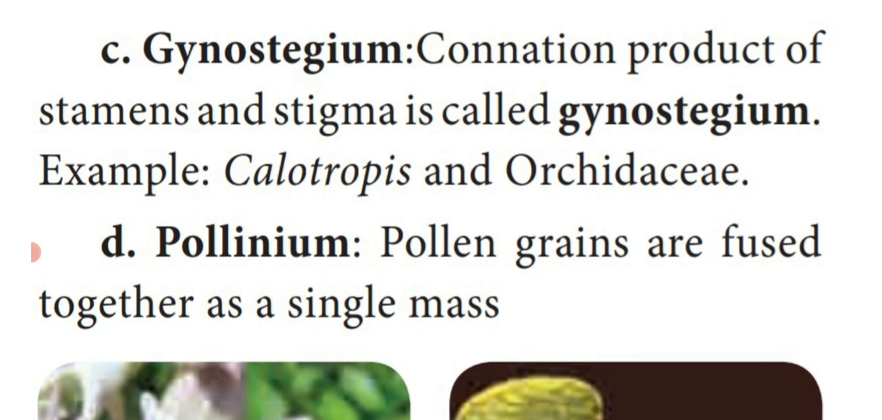Another one, pollinium. It is a very, very important 2-mark question. What is pollinium? In some of the family members, the pollen grains present in the androecium are all united together or fused together as a single mass. That is known as pollinium.